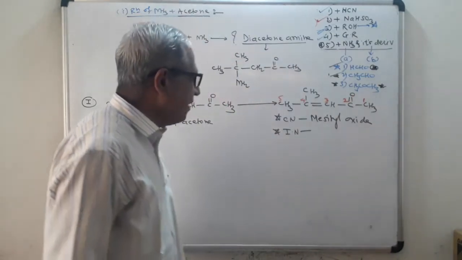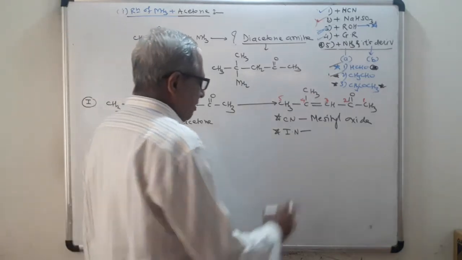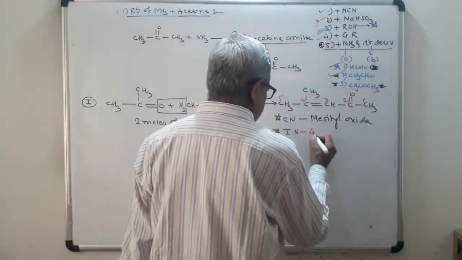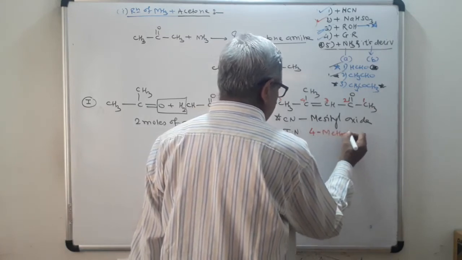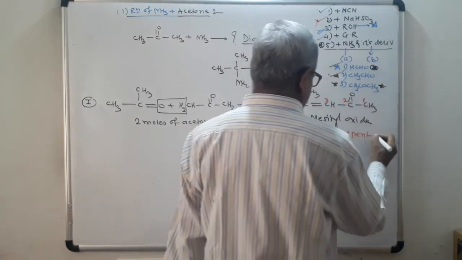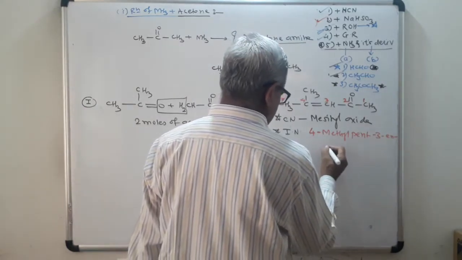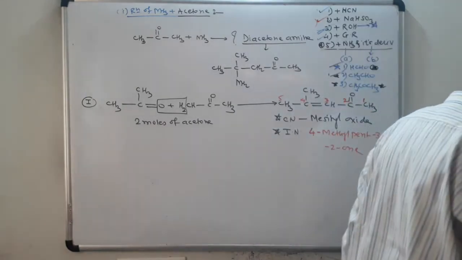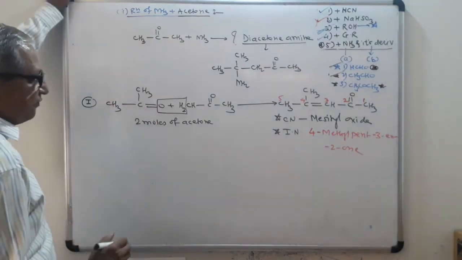Now see, it contains 5 carbon atoms in a straight chain. It is a derivative of pentane. Therefore, the IUPAC name will become 4-methylpent-3-en-2-one. This is the IUPAC name. So this is the first step. Now I will explain the second step.